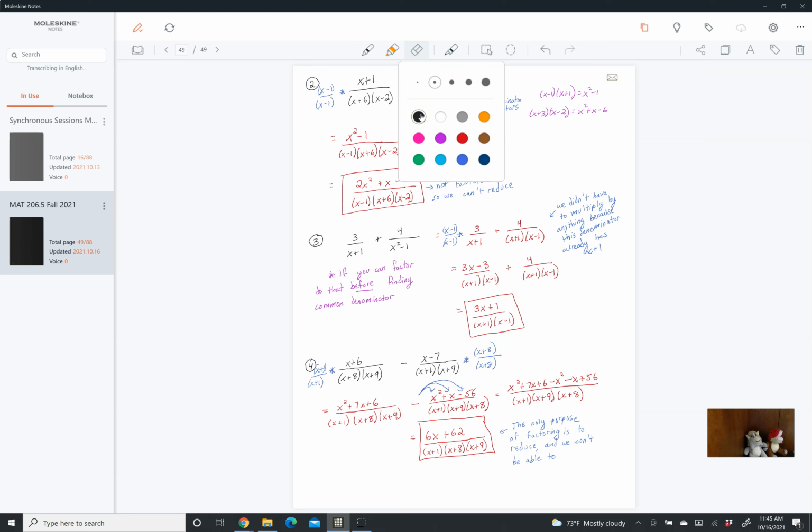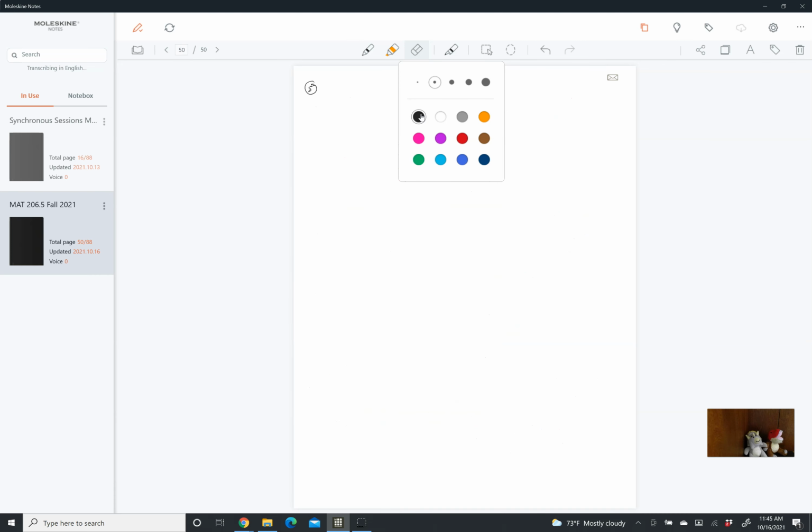Let's take the next one. So in the next one, you'll see why factoring at the beginning is necessary. So let's say that we have x squared plus 6x plus 8 over x squared plus 7x plus 12 minus x squared plus 3x minus 54 over x squared minus x minus 30. I'm sorry, I didn't mean to cover that up.